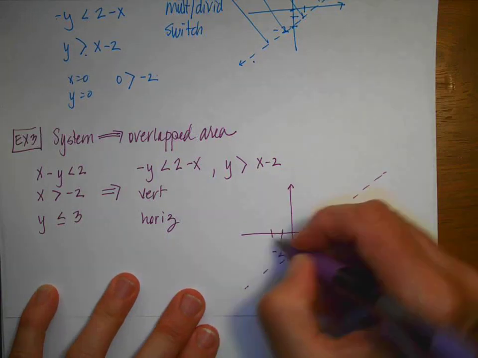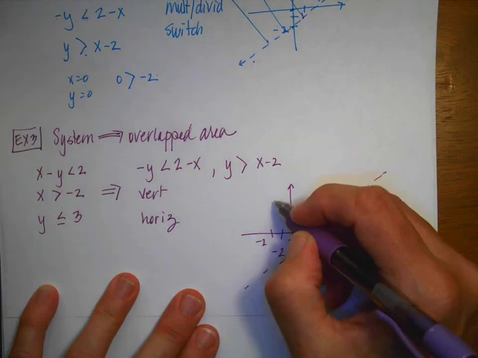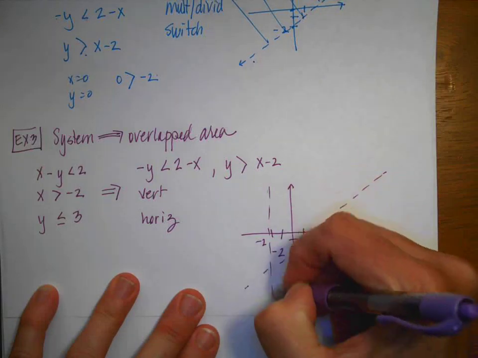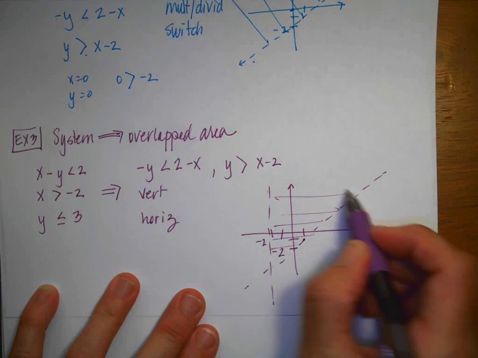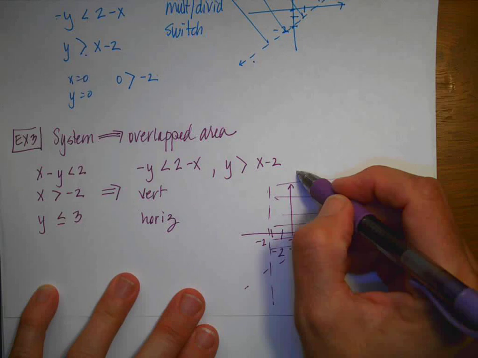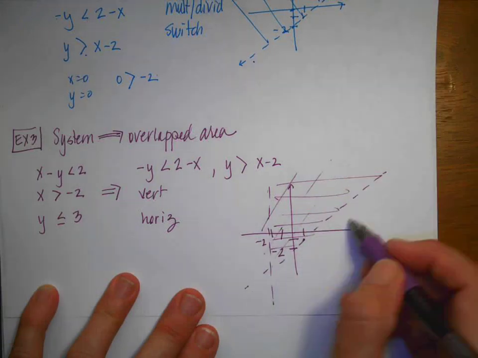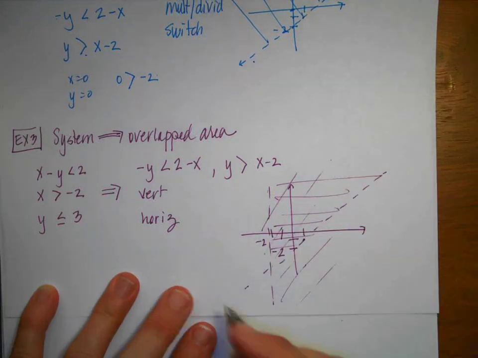For the next one, x is greater than -2 is a vertical line. And again, it's not included, so I'm going to make it dashed. So I had shaded from the first line this way. Greater than -2 is this way. So now it's shaded this way.